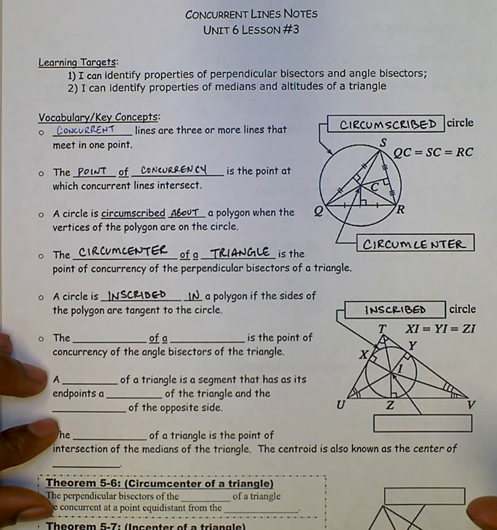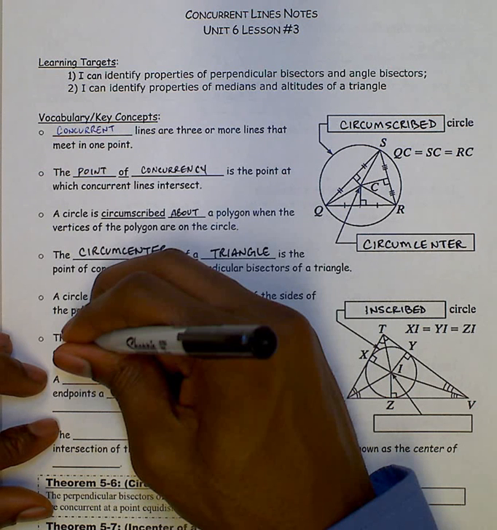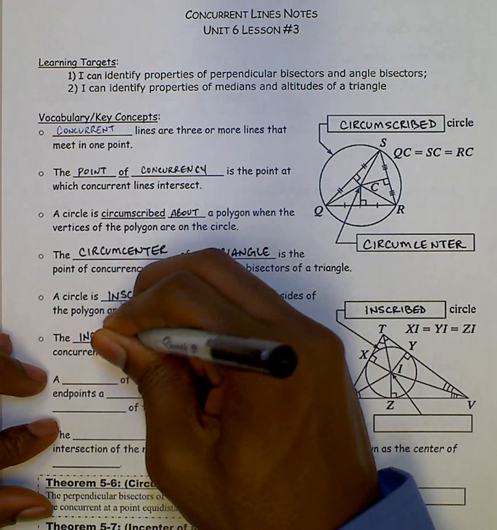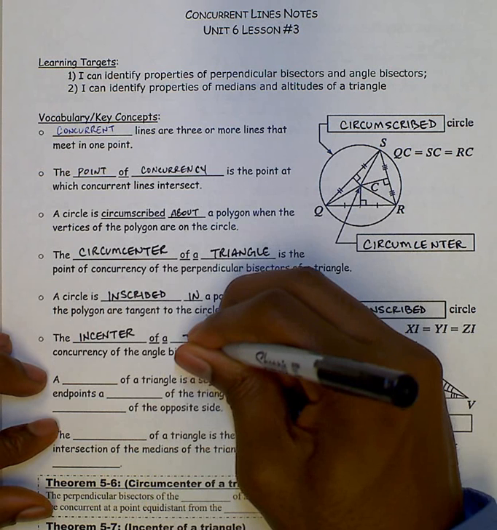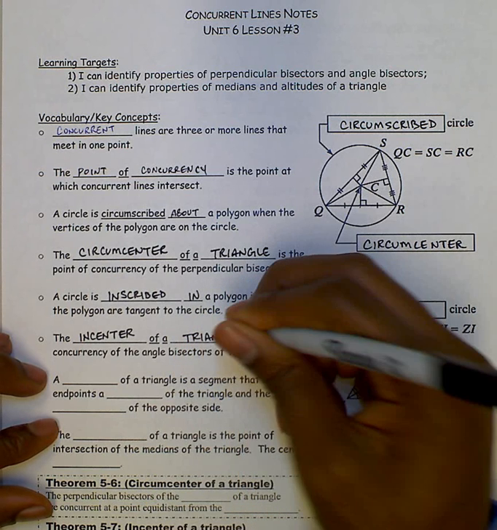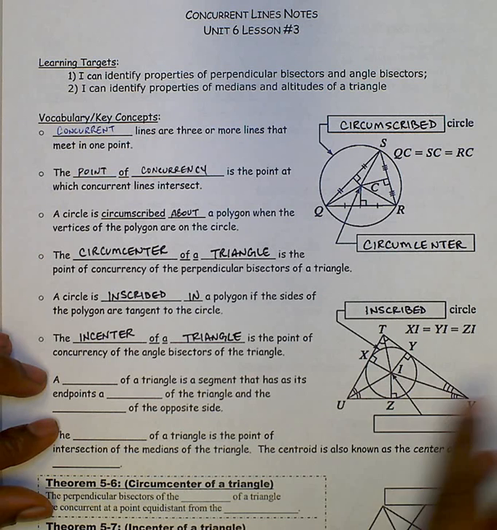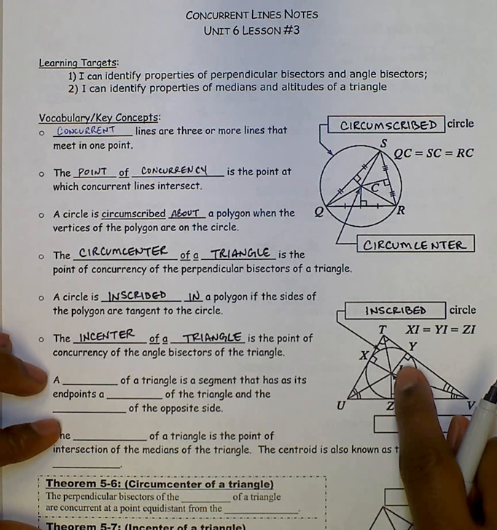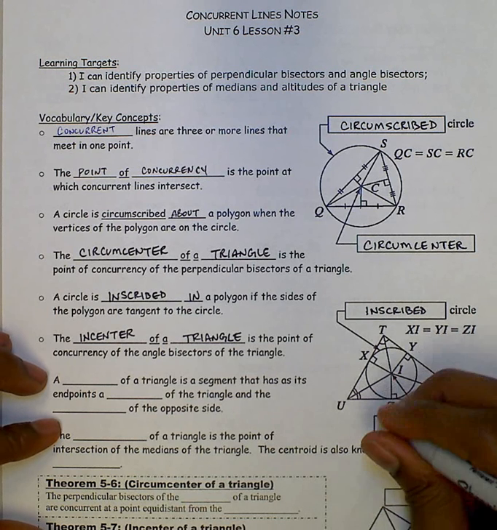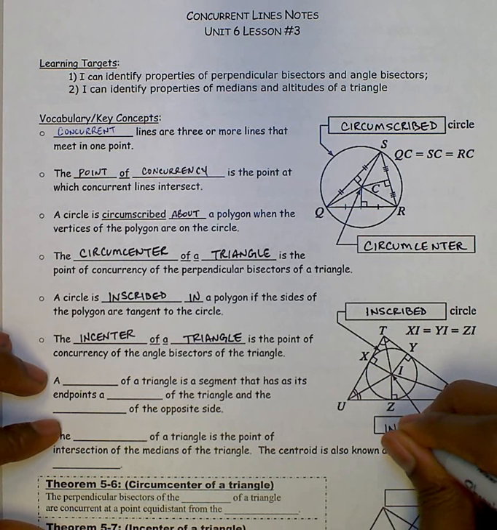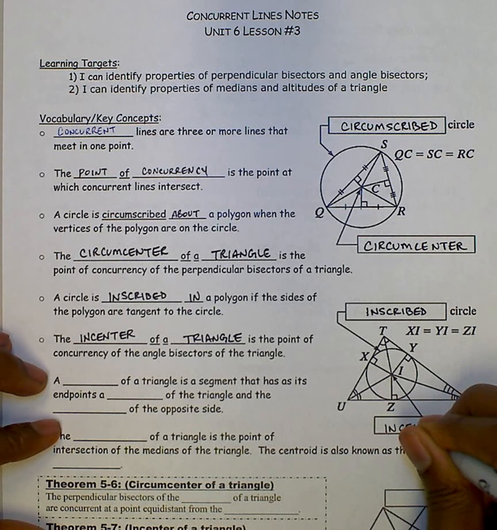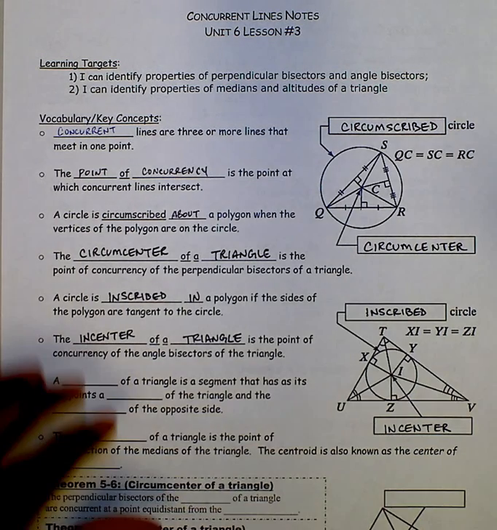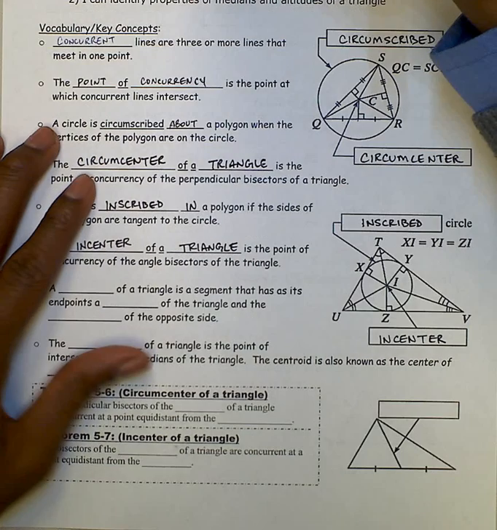Okay, I guess we should talk about the center. The incenter of a triangle is the point of concurrency of the angle bisectors of the triangle. So notice that we have triangle TUV here. We have angle bisector, angle bisector, angle bisector. They all meet at point I. I is the incenter. Okay, so angle bisectors meet at the incenter.